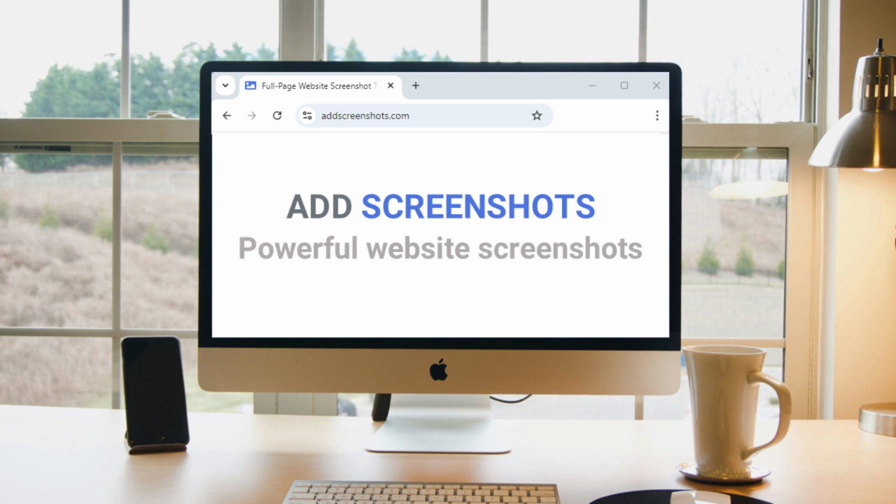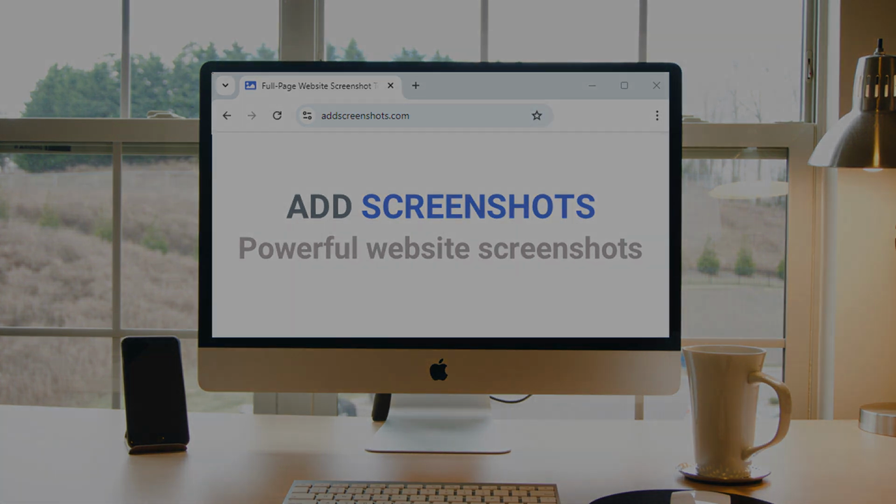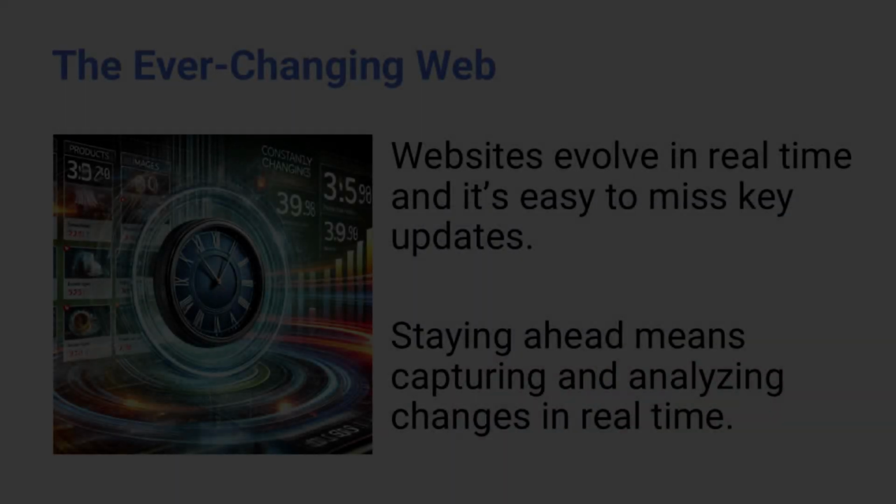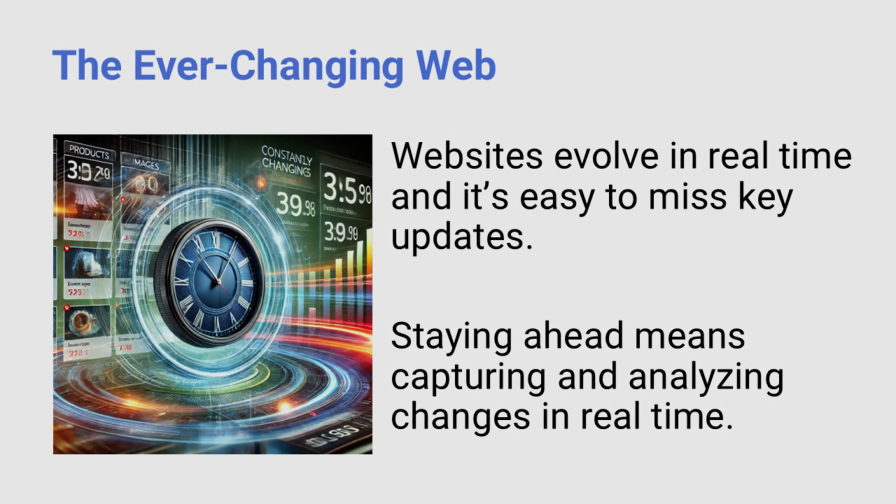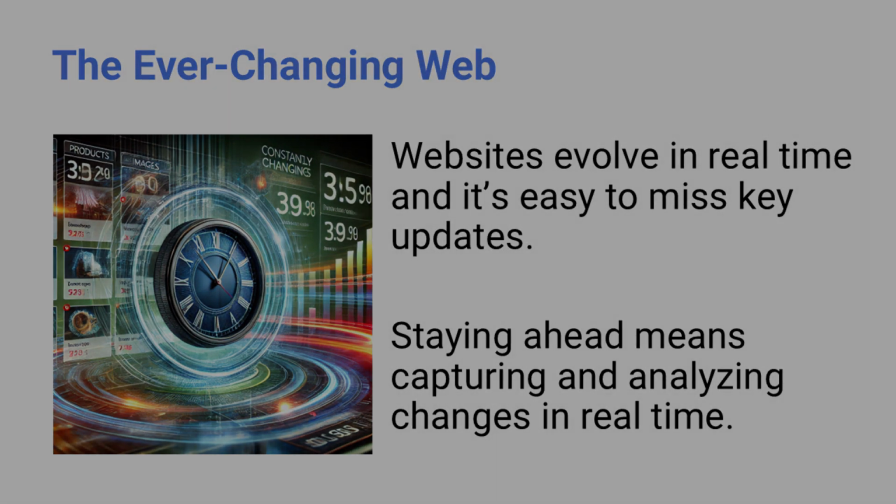Ever feel like you're trying to hit a moving target when it comes to staying on top of things online? Websites, they change constantly, right? And it's so easy to miss something important. Absolutely. It's like they're evolving in real time. Exactly. So what if we could capture those changes, analyze them, maybe even get a step ahead of the game? That would be amazing, wouldn't it?